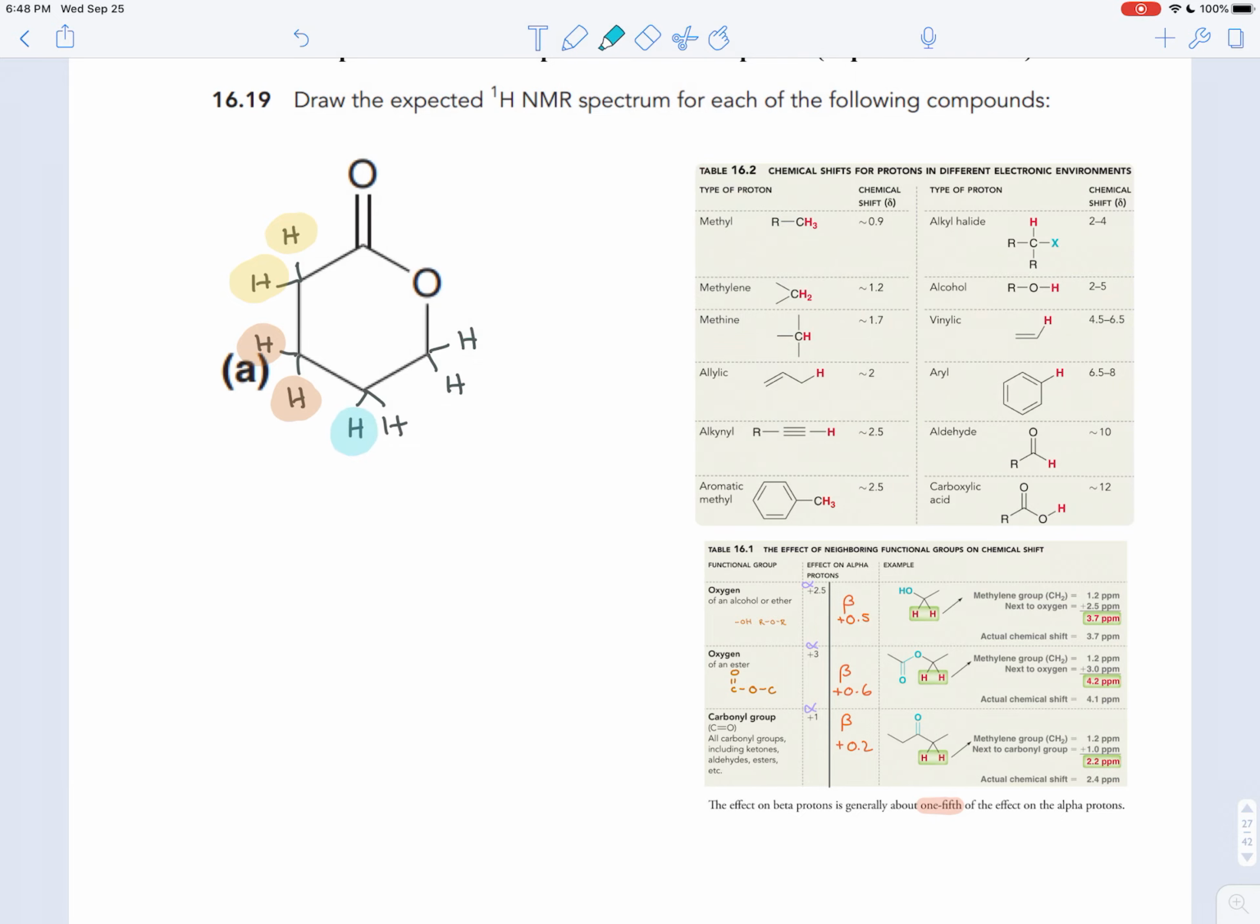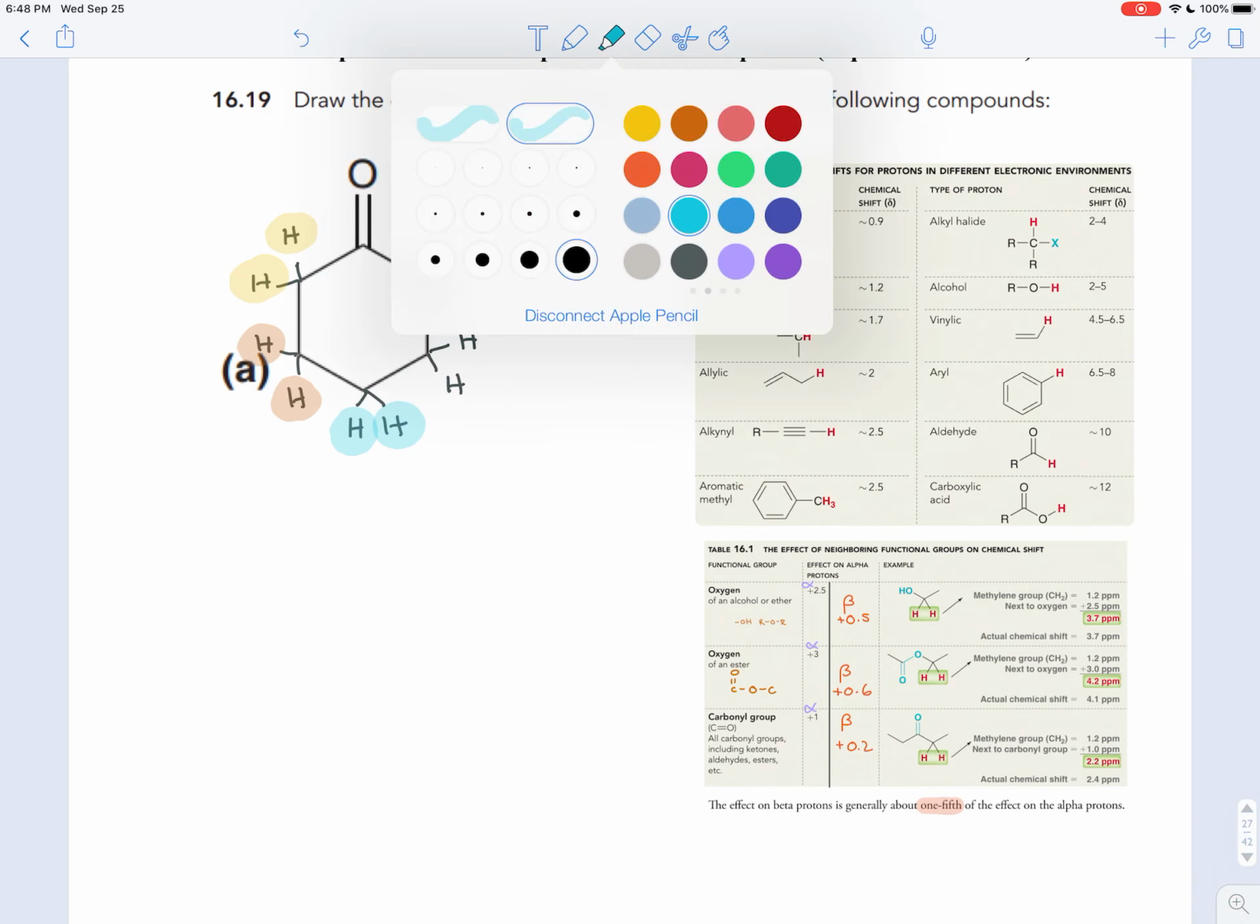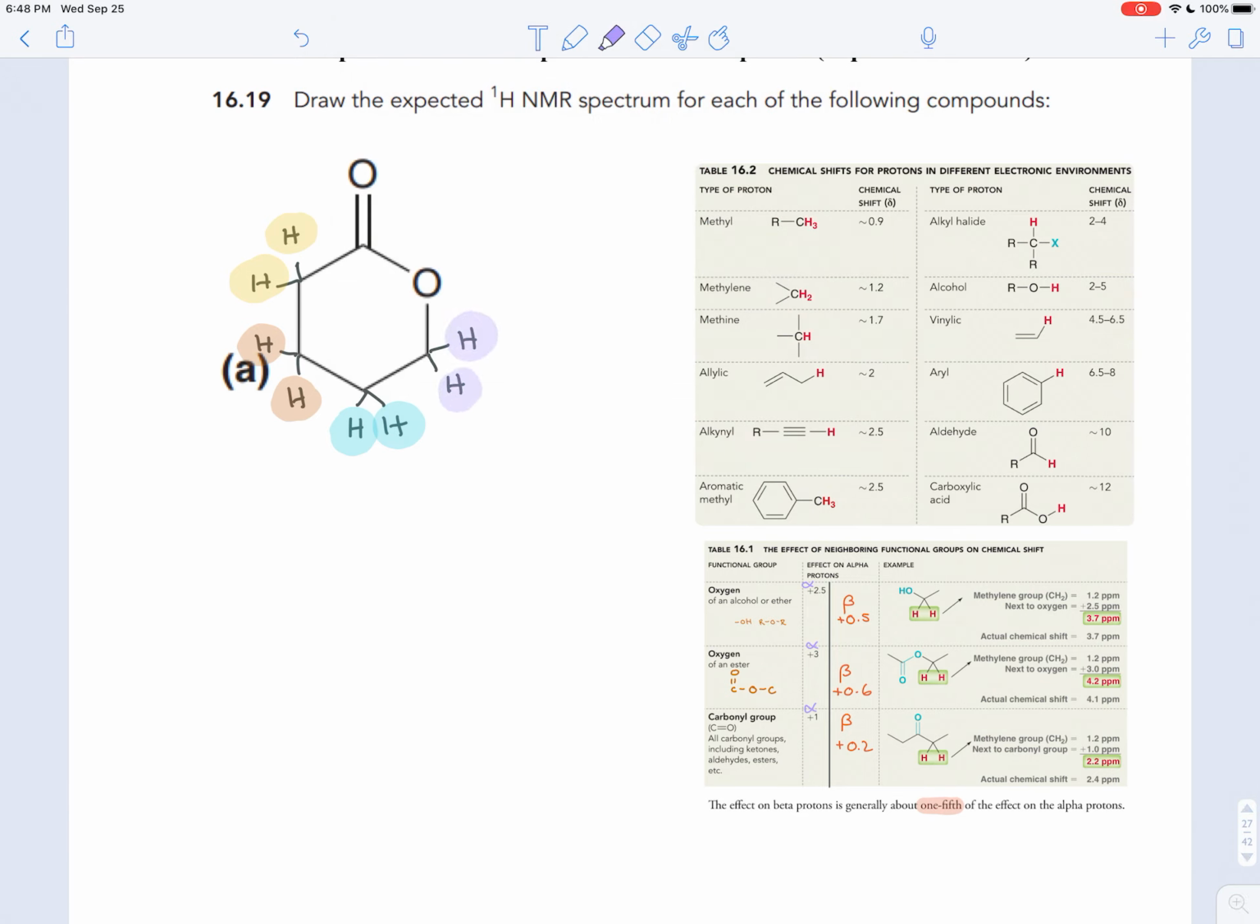And then these hydrogens here are further still from the carbonyl and even closer to the ester side, so that's yet a new electronic environment. And finally, these hydrogens here are right next to the ester and really far from the carbonyl side there. So we've got four different electronic environments, and so we know that the NMR spectrum should have four peaks.